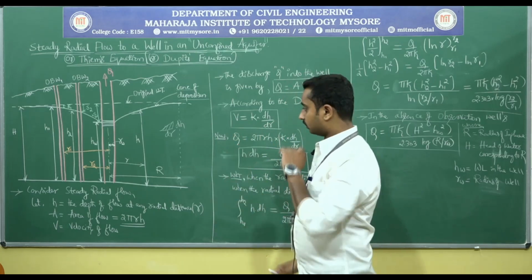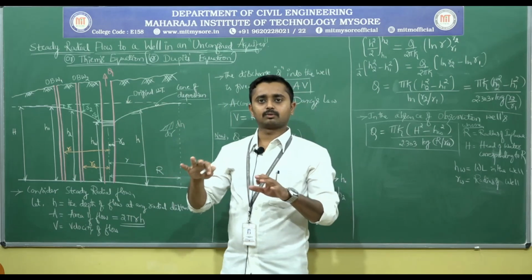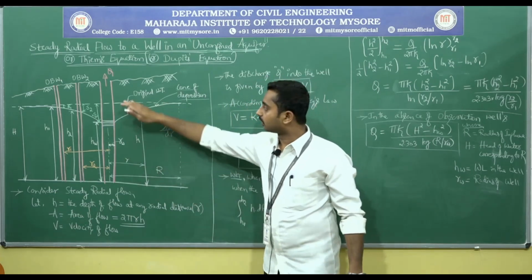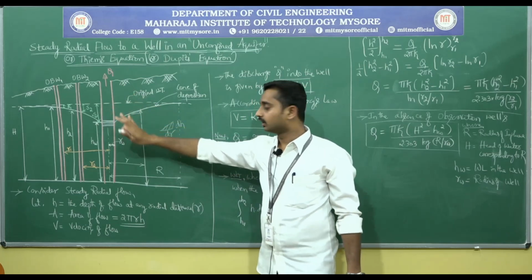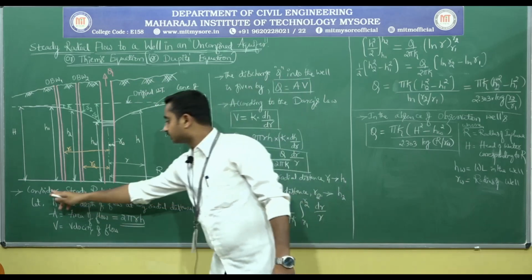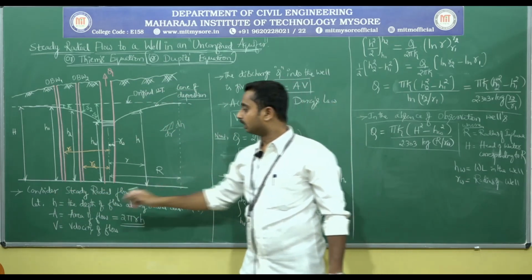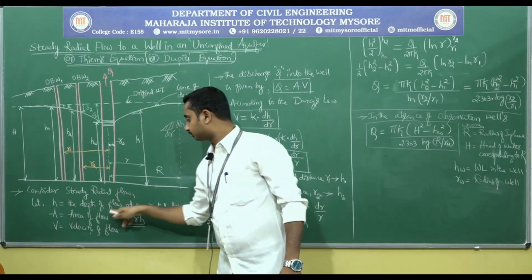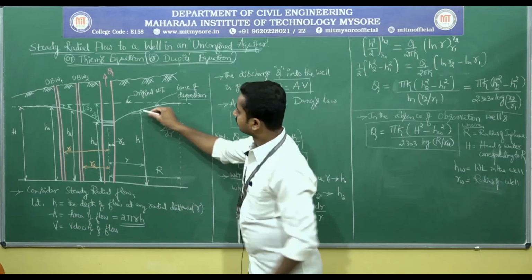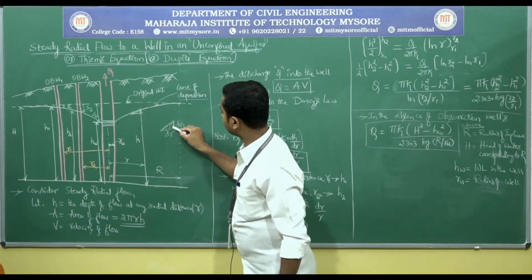Now consider steady radial flow. Radial flow means around the pumping well the water level is decreasing. This is the radius of radial flow. Consider steady radial flow, let H be the depth of the flow at any radial distance R. Consider a very small element.